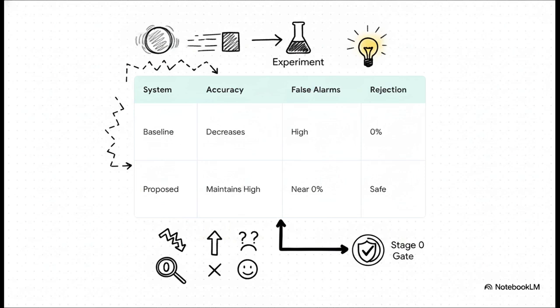Contrast that disaster with your proposed system with the Stage 0 gate active. It maintains high classification accuracy, it drops false alarms to near 0%, and it actually performs safe automated software rejection. It works exactly like it's supposed to.